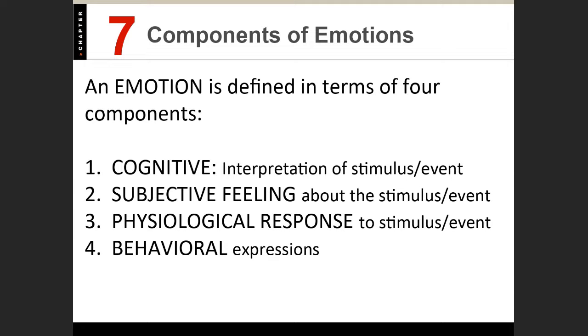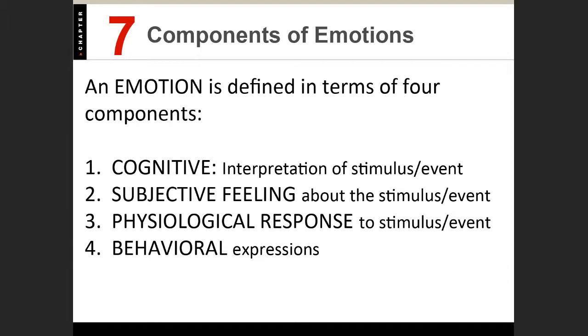So then the second component is your subjective feeling about a stimulus or an event. And that is what you label something as, what you believe that you feel. Although there are 7 universal emotions, there are any number of feeling labels that we can give to whatever emotion it is we're experiencing.